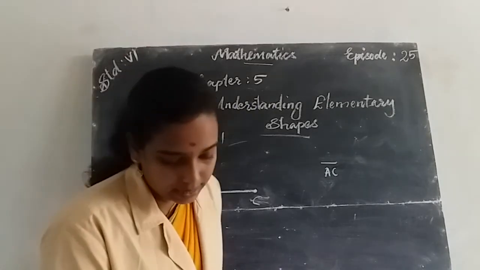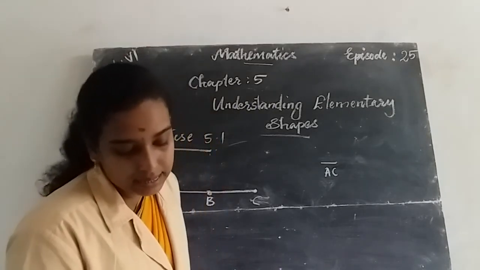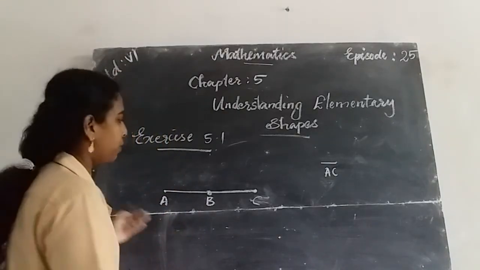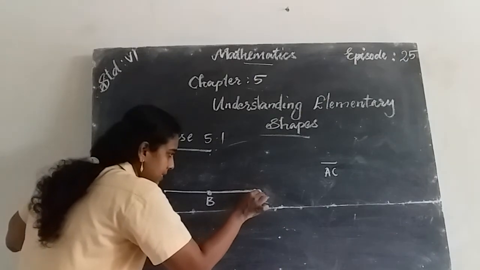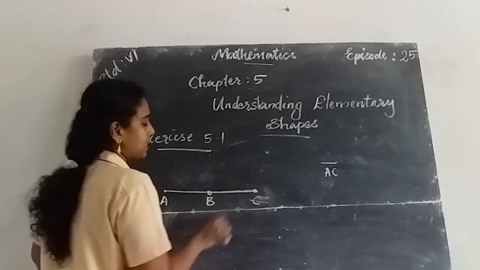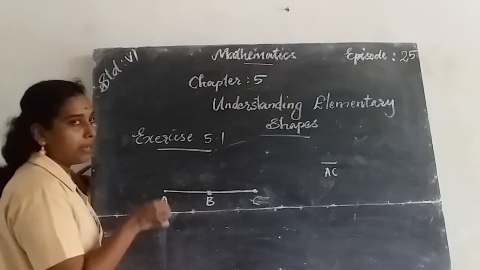Then the question says C is the midpoint of BD. So here C is this point, and C is the midpoint of line segment BD.